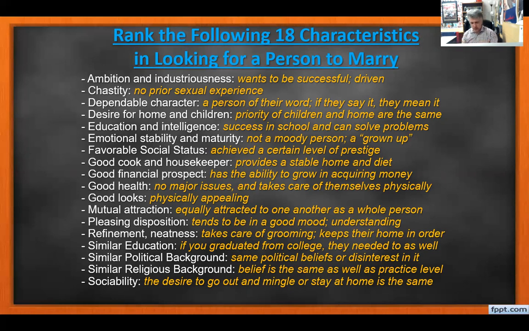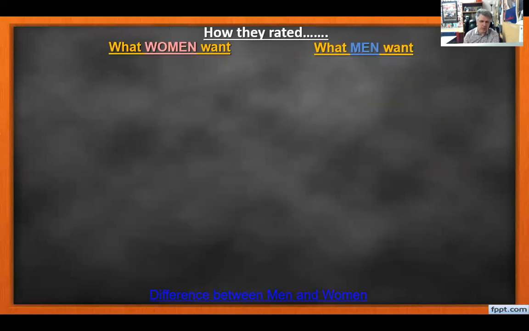So where do these things rank, and do men and women rank them that much differently? Well, when this study was done, women put the least important thing as chastity, prior sexual experience. Men, you would go, well, do they put it the same, or do they put it higher? Do they put it the same, a little higher, or much higher? And guys, it really wasn't that much higher.